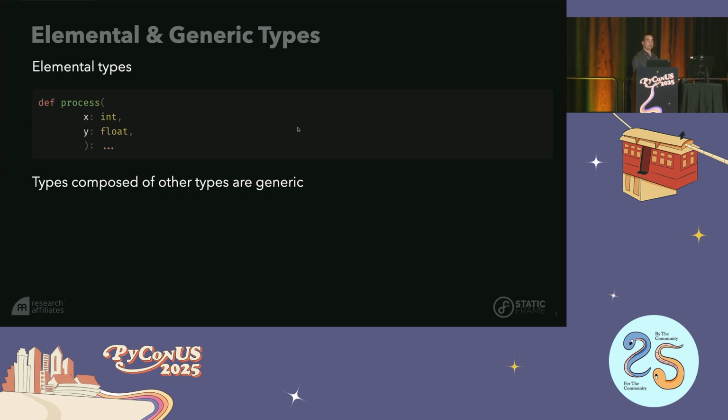Some types are composed of types themselves, and we call those generic. So for example, if I have a function here called process that takes a sequence, I can say what type of values we expect in that sequence. And in this case, I'm saying this is a sequence of integers. Some generics take more than one type argument, like dict. Dict here is shown to take an argument for the keys, which is a string, and an argument for the values, which is a Boolean.